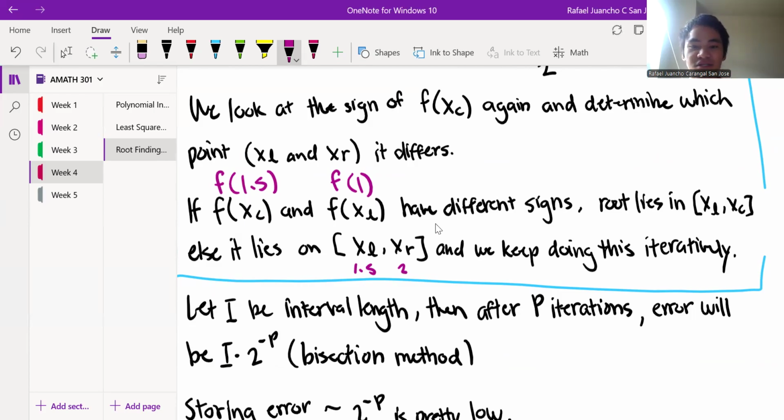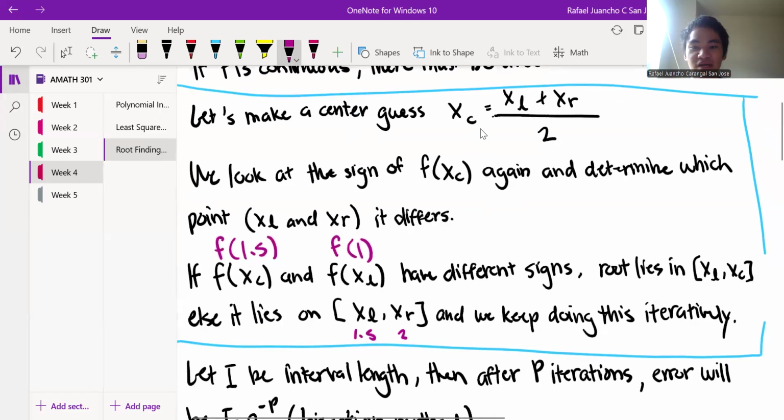And then from there, we keep doing the same thing. Again, we make the center guess: 1.5 plus 2 divided by 2, we get our center again. And then we do these steps again. That's the whole idea of the bisection method, until we find a solution.